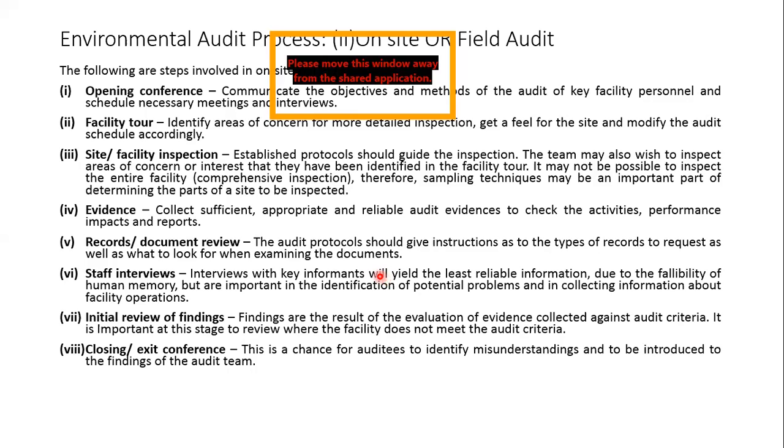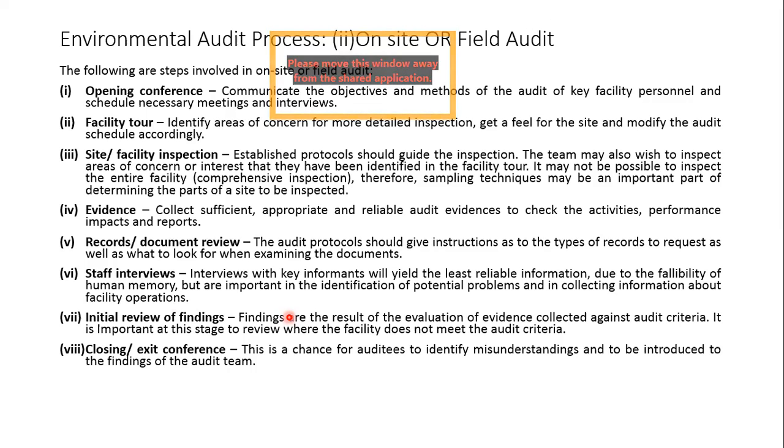Staff interview. Interviews with staff will yield the least reliable information due to the fallibility of human memory, but are important in identifying potential problems and in collecting information about the facility operations. So we generally do the staff interview, but we cannot decide on the basis of that alone. Whatever he is saying, there should be documented evidence to match whether it is right or wrong. On the basis of that only, the reliability of the points should be given.